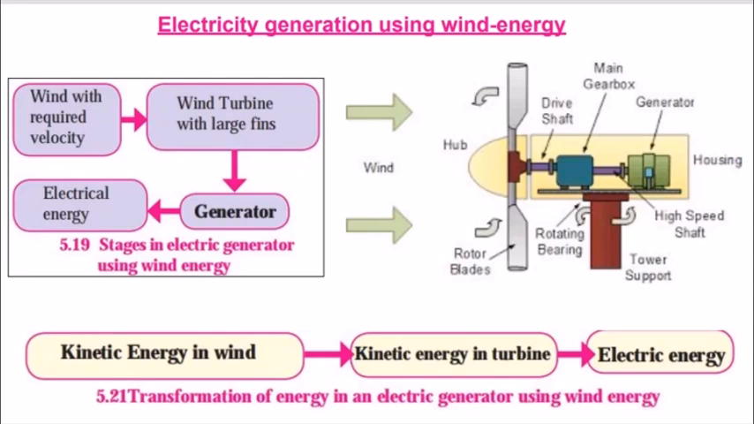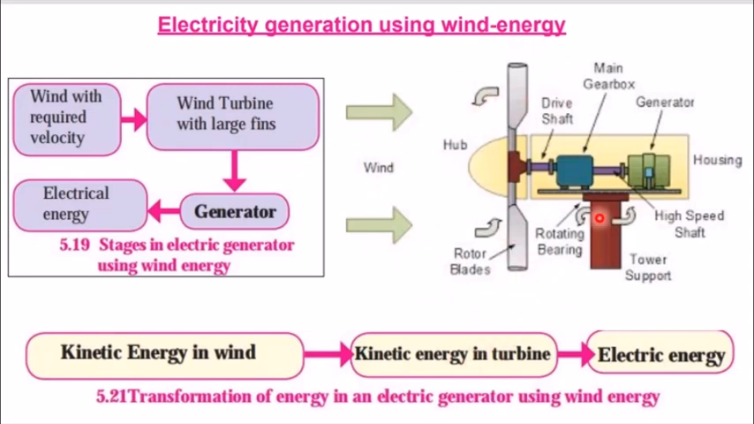Now it is very important that the velocity of the wind, the intensity of the wind, should be very high, then only will the blades rotate. You must have seen windmills. Here the electricity is generated. What happens is that the windmills are there, and because of the wind, the blades start to rotate.